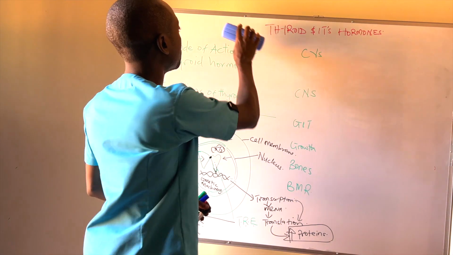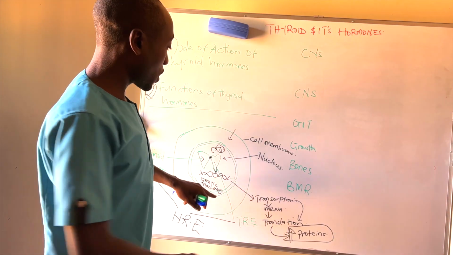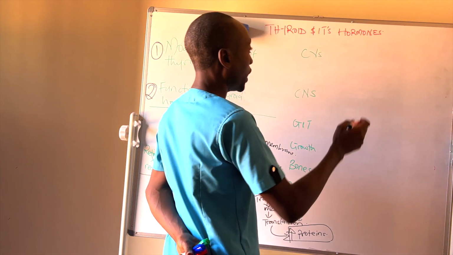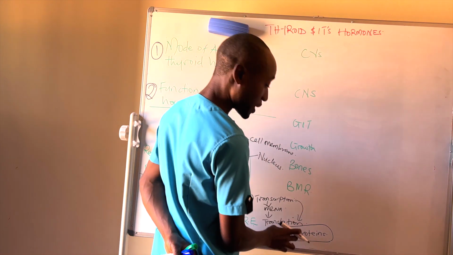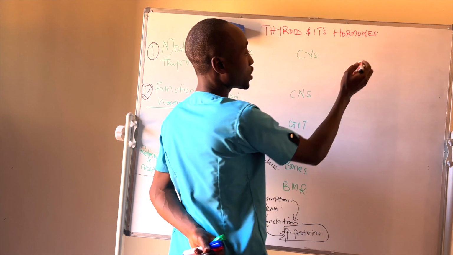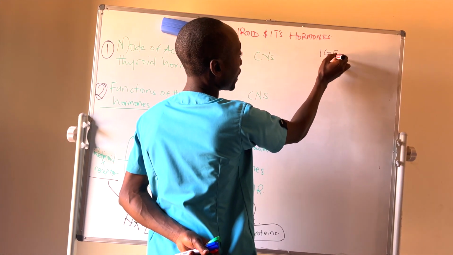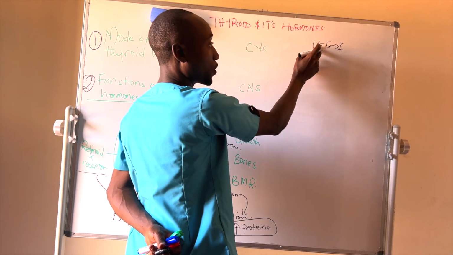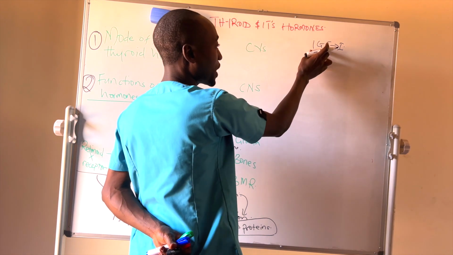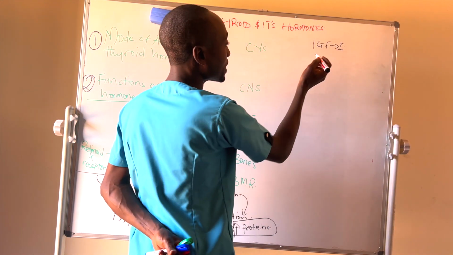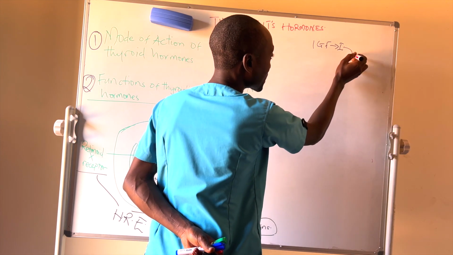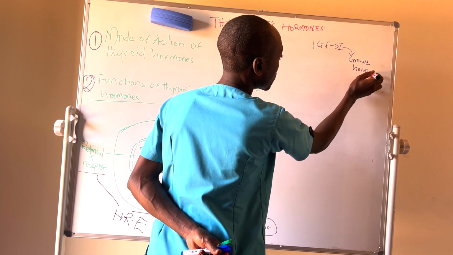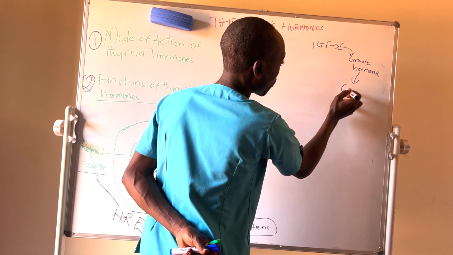Okay, so let's say that this whole process is taking place in the liver. In the liver you will find that the protein that is going to be produced is what we call IGF-1, or what we know as insulin-like growth factor. Okay, and insulin-like growth factor is the one that acts in place of growth hormone to produce growth.